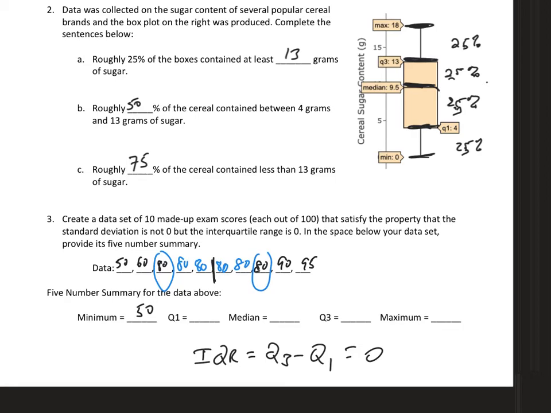Your minimum can be whatever, your maximum can be whatever, but your quartiles and median would all be equal. So this is perfectly possible. It means we can get an IQR of 0, perfectly possible to get an IQR of 0 without all the data being the same. But the IQR being 0 means that you have a lot of data that is the same, for sure.